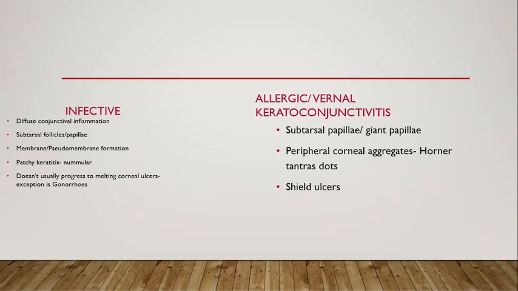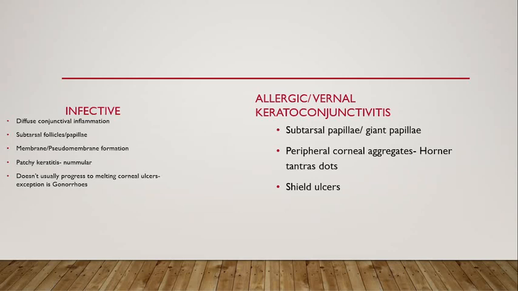In infective ones, you have more of a diffuse conjunctival inflammation and subtarsal, that's underneath the tarsal plate. There are some papillae and follicles, sometimes membrane formation, keratitis, the corneal inflammation, and they generally don't progress into perforated ulcers, but some do, like gonorrhea.